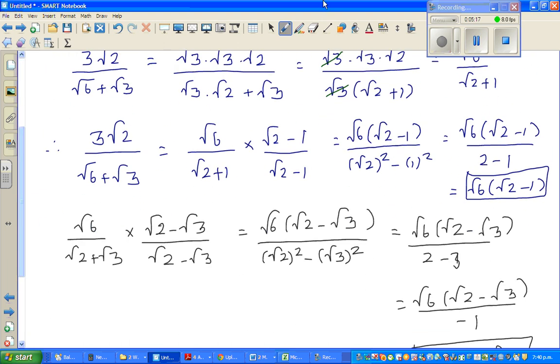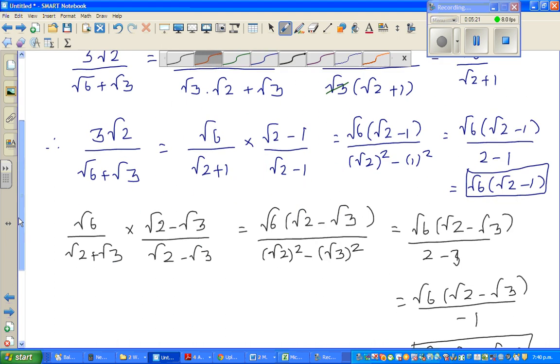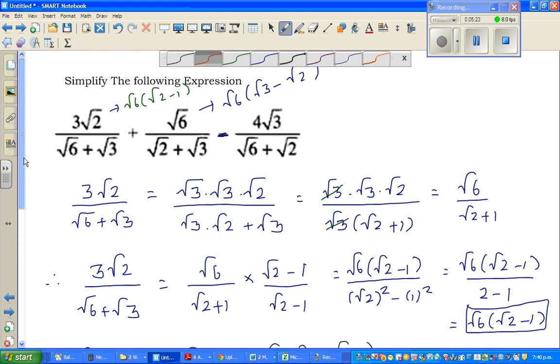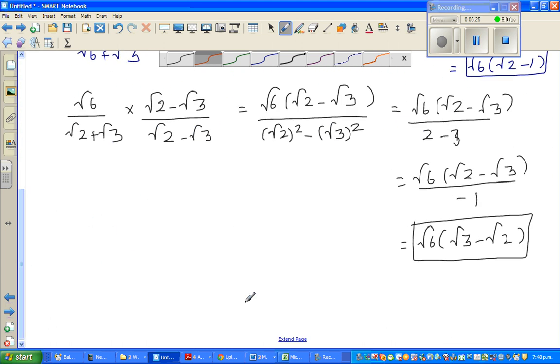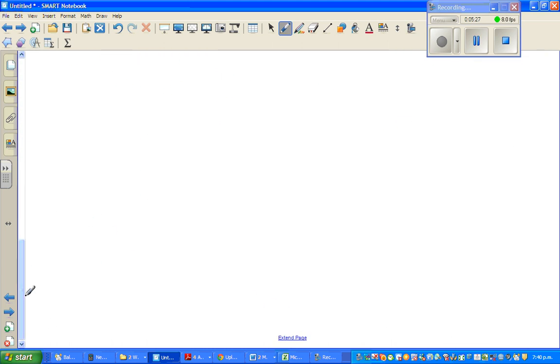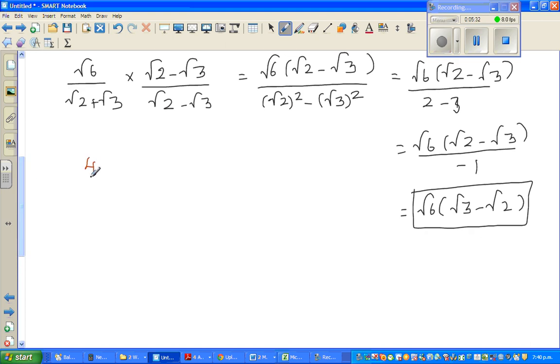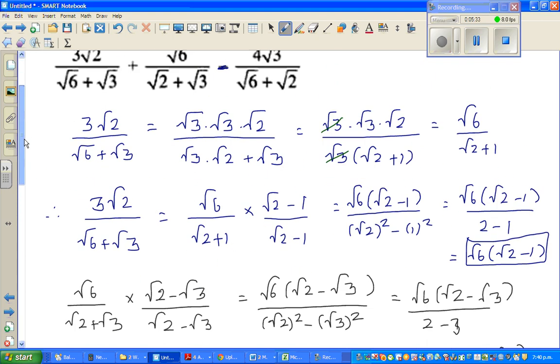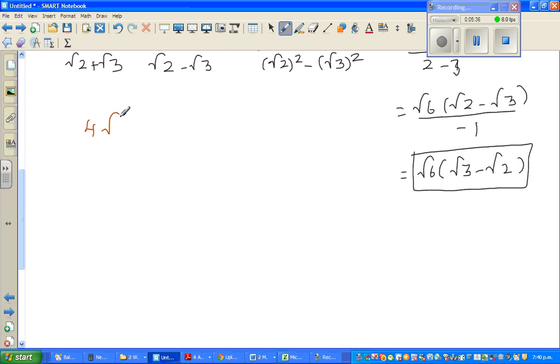Okay, and finally, brown color for the last expression, which is 4 root 3 over root 6 plus root 2. So we can simplify this a little before we multiply by the conjugate.